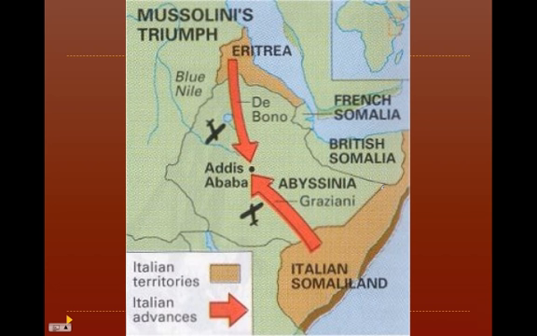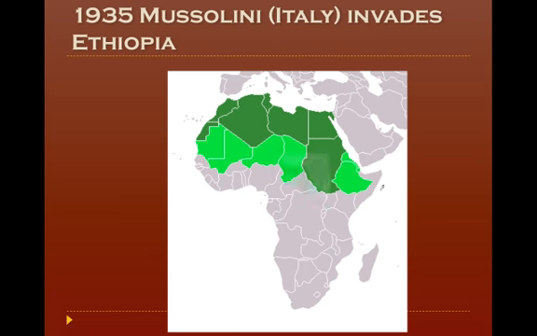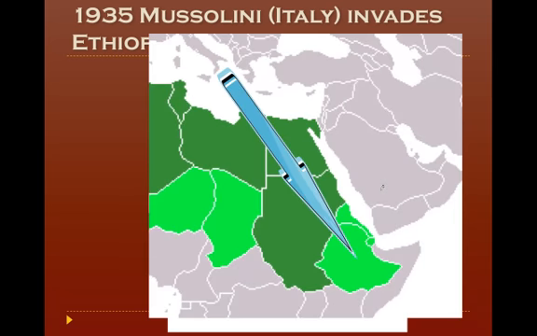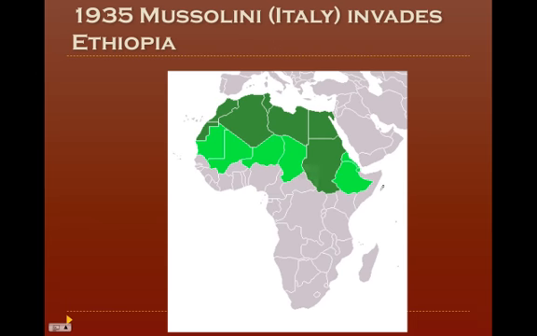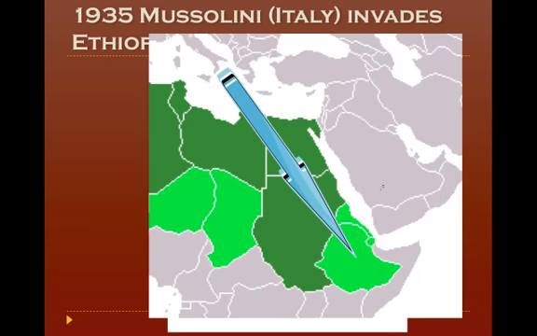Mussolini's triumphs, you see it here. Where is Ethiopia? There it is. Again, the idea being a little bit for Italy to have control of this shipping area.